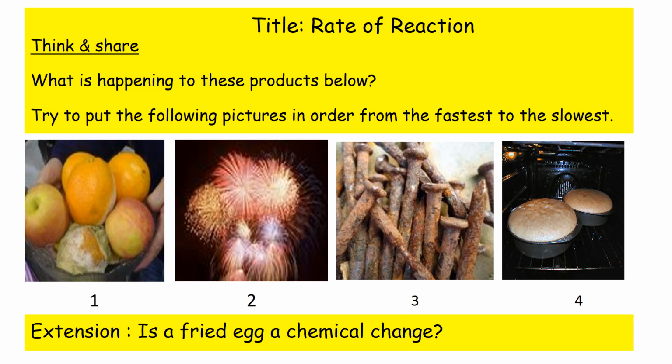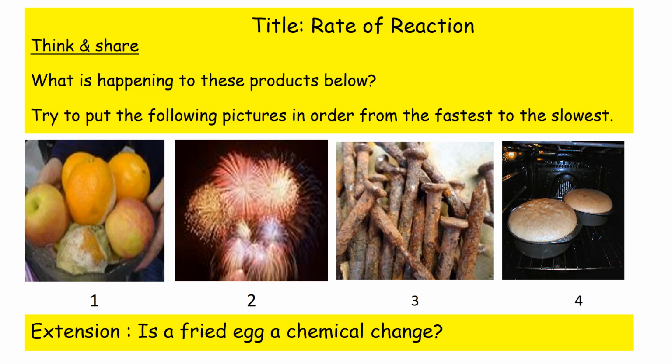So first, what is happening? Write 1, 2, 3, 4 down and tell me what is happening in each of those pictures. And then second, try and put them in order from the fastest to the slowest. If you manage to do that pretty easily, try an extension. Is a fried egg a chemical reaction? So pause the video now and have a go at those.